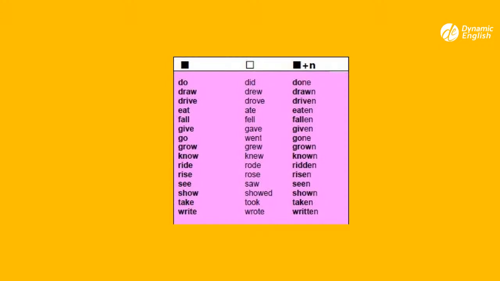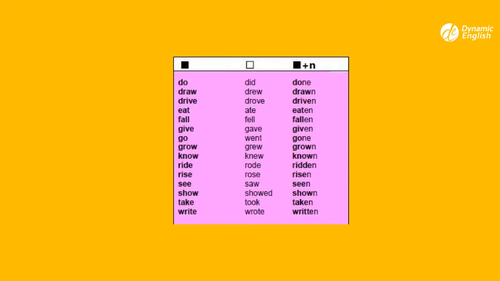Now, why do we double the D before we add that EN? So if you remember, just like our regular verbs or our comparatives and superlatives, anytime in English that we have a single vowel followed by a single consonant, we need to double that consonant, okay? So here we have ridden. The next, not a very common verb, but rise, rose, risen.